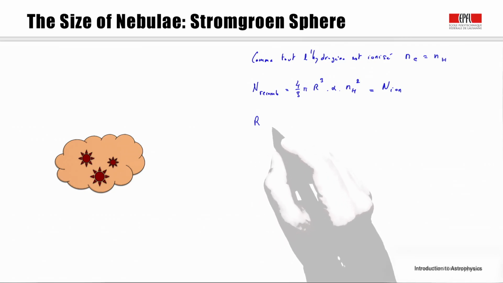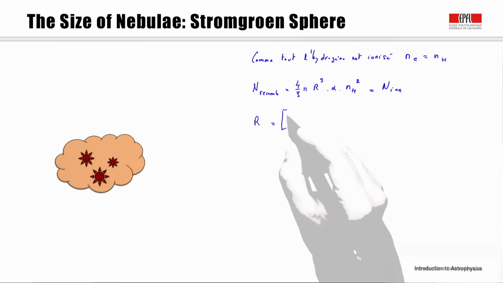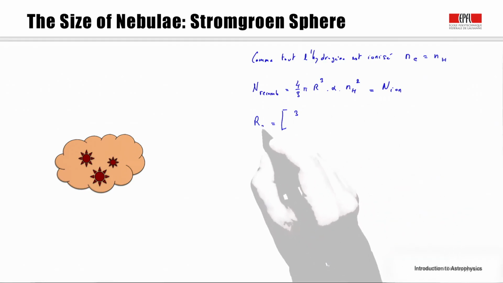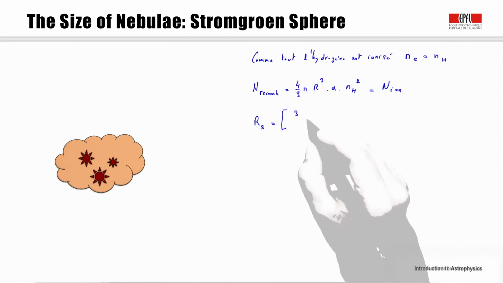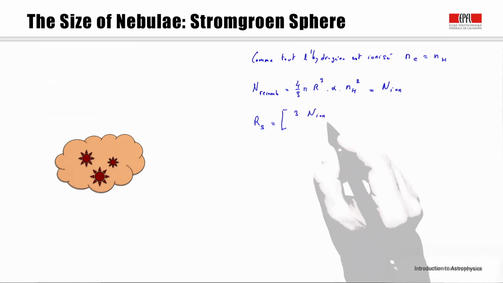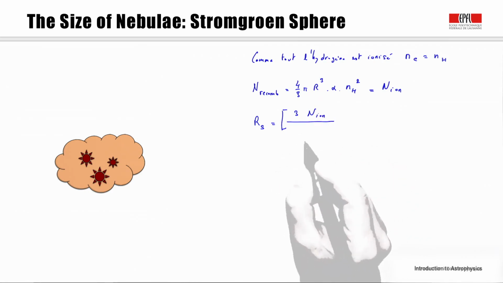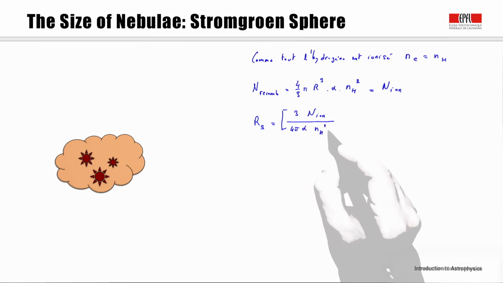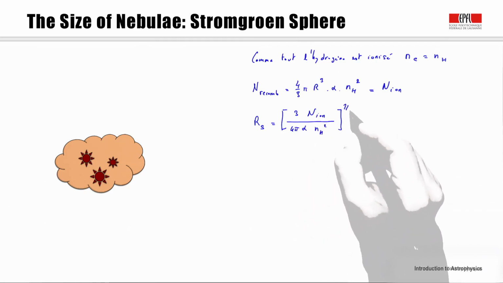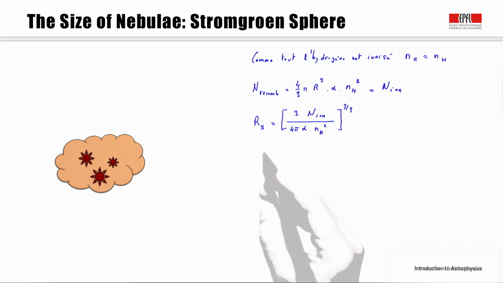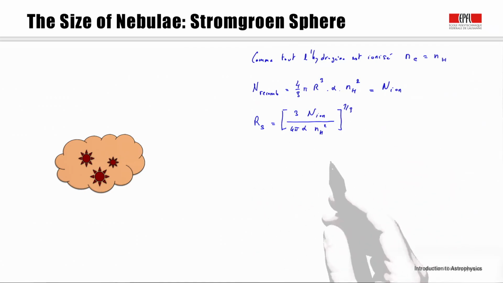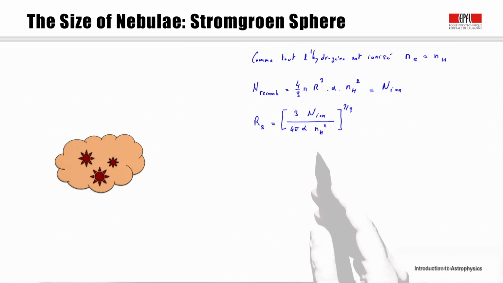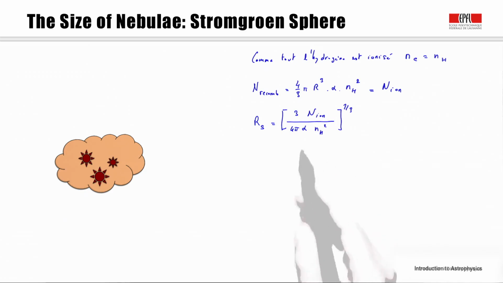Inverting this equation, we find the radius, that is, the limiting radius in the equilibrium, the Strömgren radius. It will be equal to 3 times the number of ionizing photons over 4 pi alpha times Nh squared, to the power 1 divided by 3. This is the equation for the Strömgren radius. It is given as a function of the following values: a physical constant, the density of the nebula, and the number of ionizing photons.